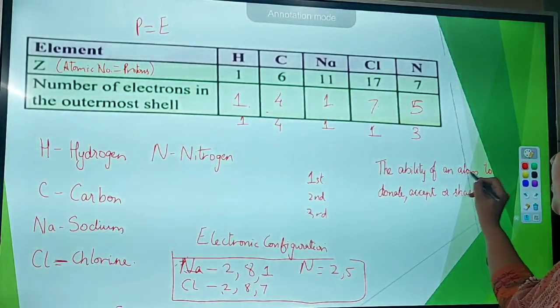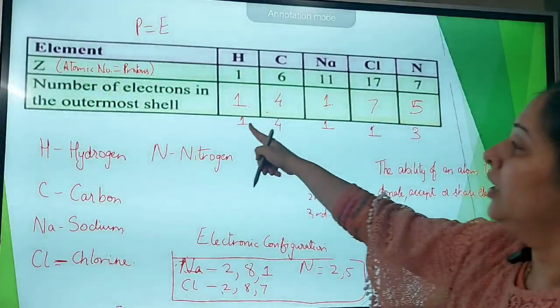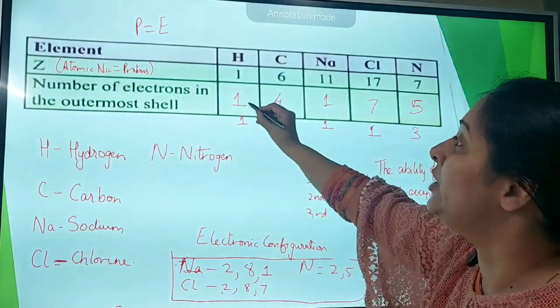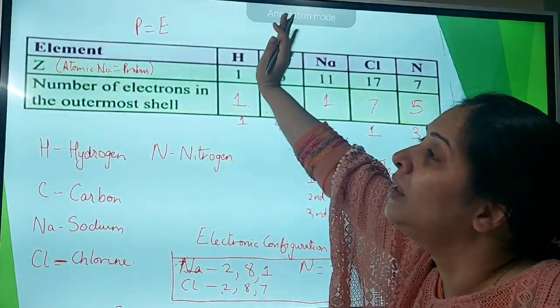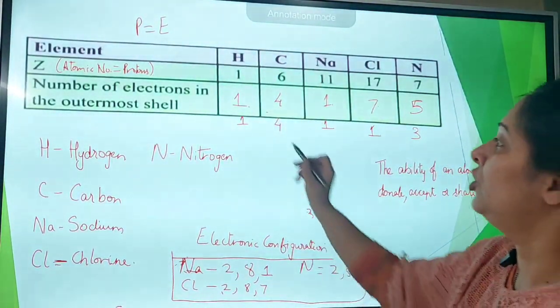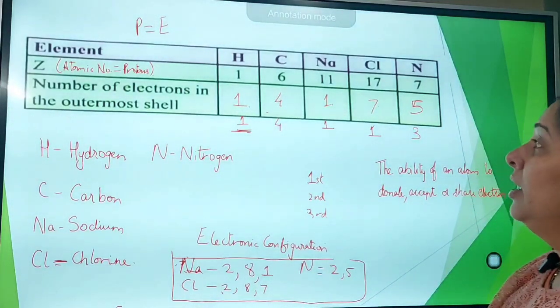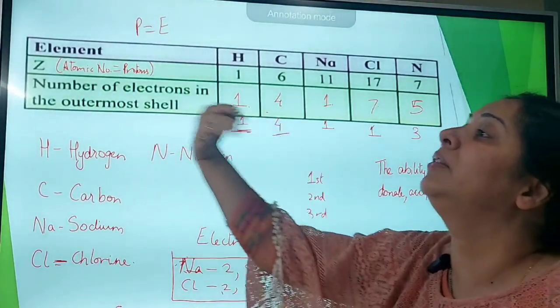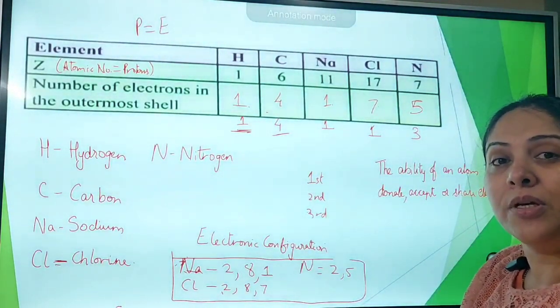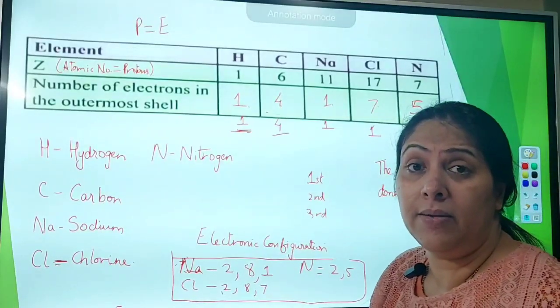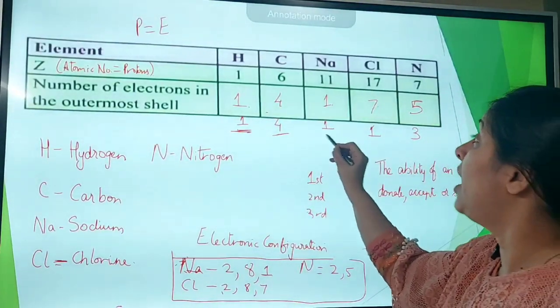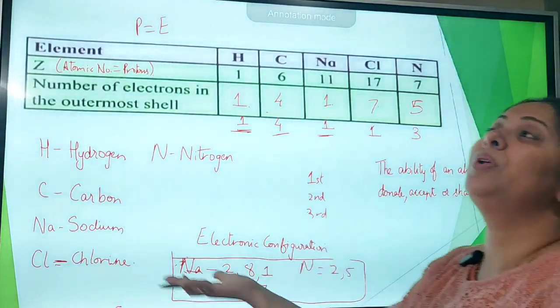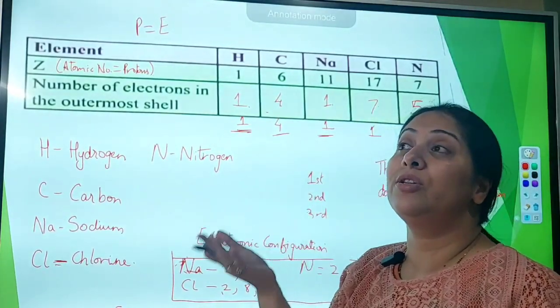Okay, here is the ability of an atom to donate. It can either donate this 1 or accept 1, so that is its capacity. Here it can either donate 4 or accept 4, that is its capacity. Anything else here, it's not possible.